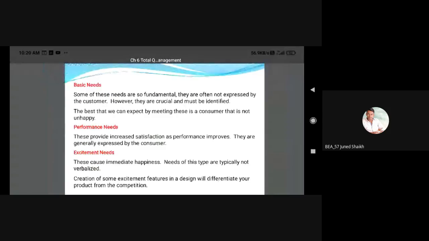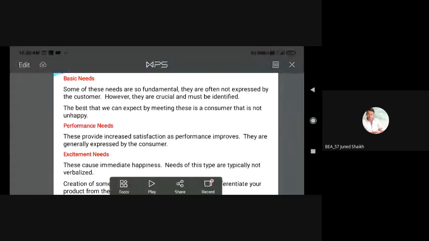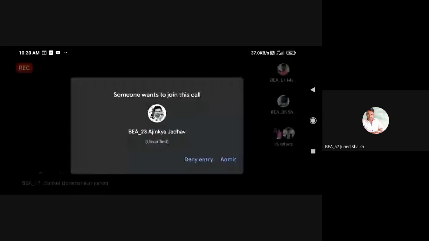Now as per the customer satisfaction, there are basic points required, basic needs. Basic needs of everyone.